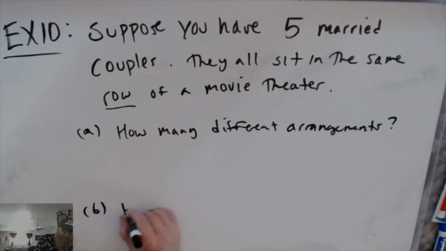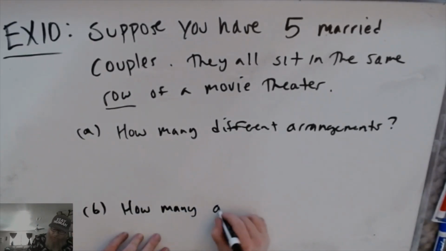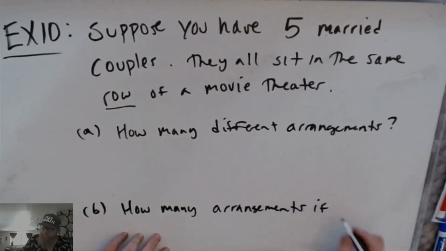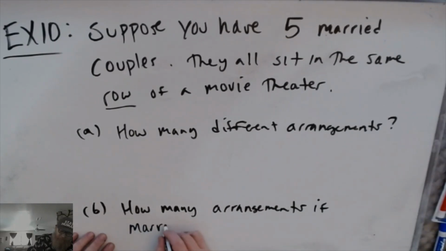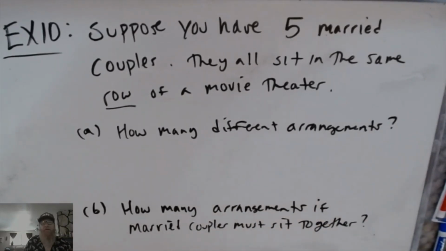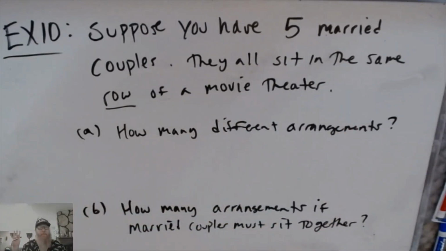And then B, how many arrangements if married couples must sit together? So in my first question, you can take these 5 married couples and scramble them any way they want. All the men could sit together, all the women. You could alternate. You could just put them in any possible order. There's no rules with part A. But with part B, I'm insisting that the married couples must sit together.